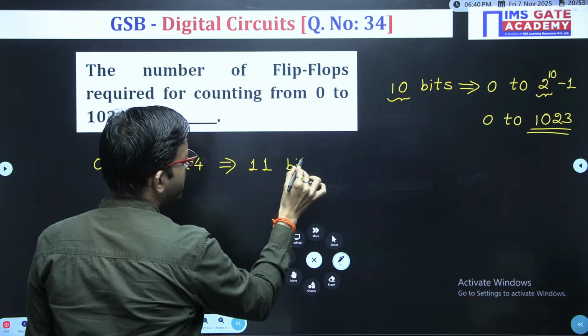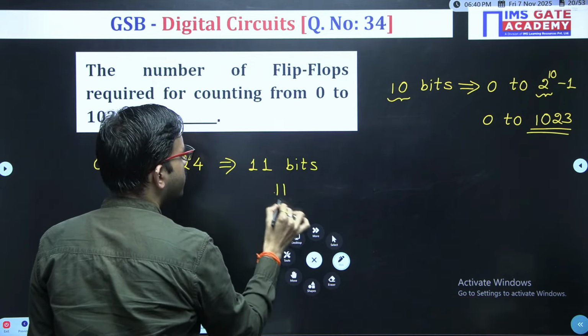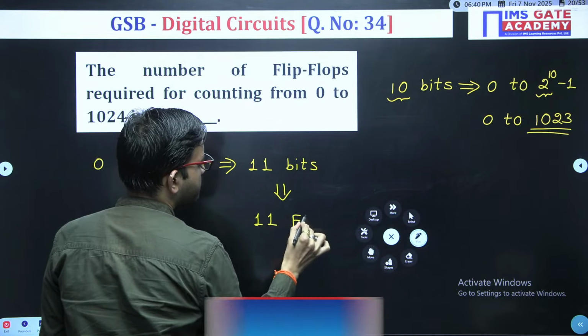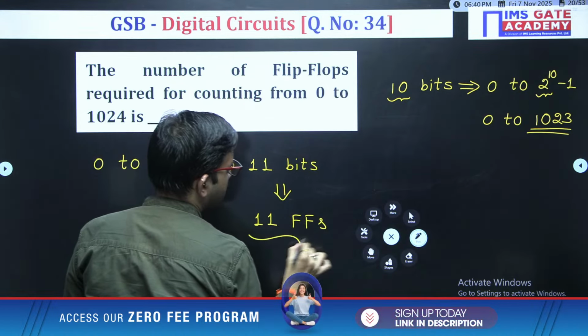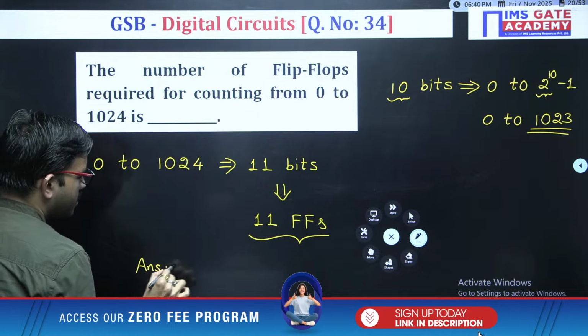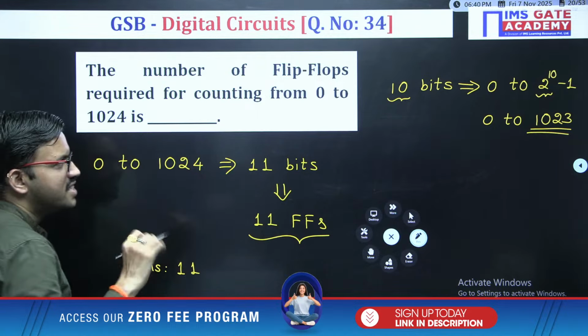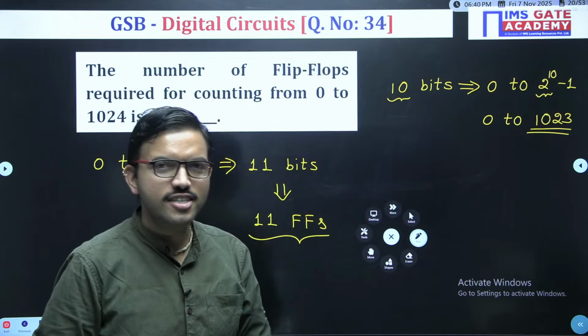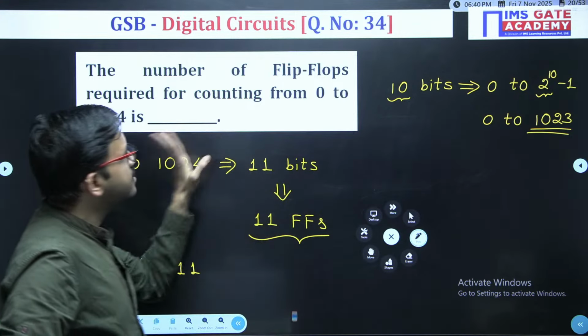So since you require 11 bits, obviously 11 flip-flops you require. That's all. 11 flip-flops. So the answer for this question is 11. The question solving is easy, but generally in a hurry, we know that 2 power 10 is nothing but 1024. Because of that, 10 is the answer.